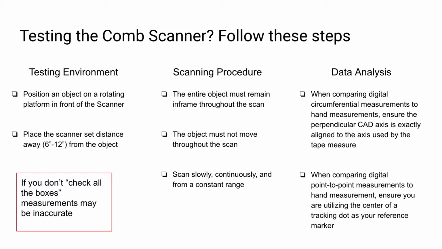First, the testing environment. We recommend positioning an object on a rotating platform in front of the scanner, and also placing the scanner a set distance away from the object. Typically, the set distance we recommend is 6 to 12 inches.